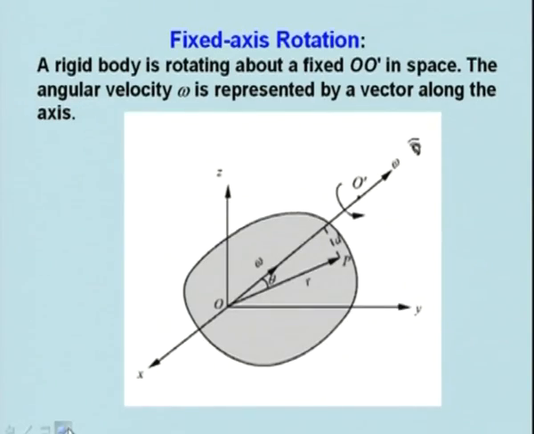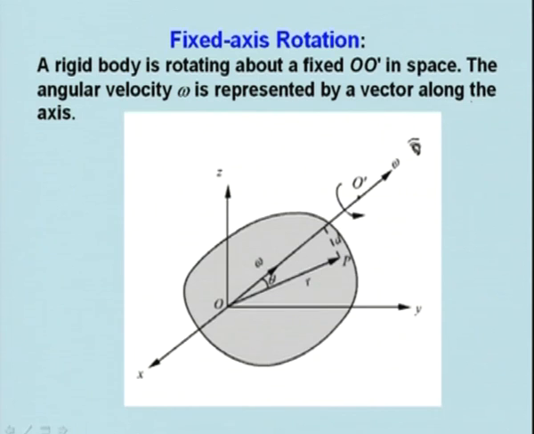Now let us discuss another type of motion. This was translation, and the other type is fixed axis rotation. A rigid body is rotating about a fixed axis OO dash in space. Suppose OO dash is a fixed axis about which the body is rotating. The angular velocity omega is represented by a vector along the axis.